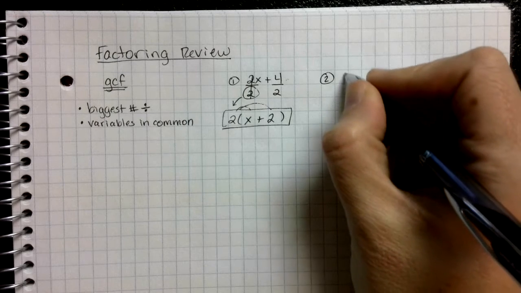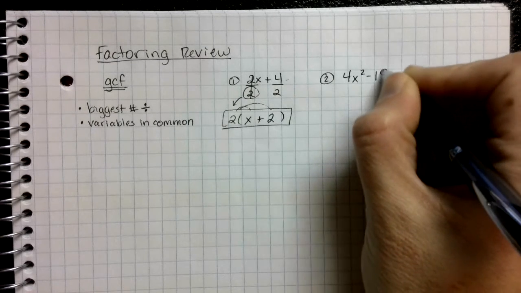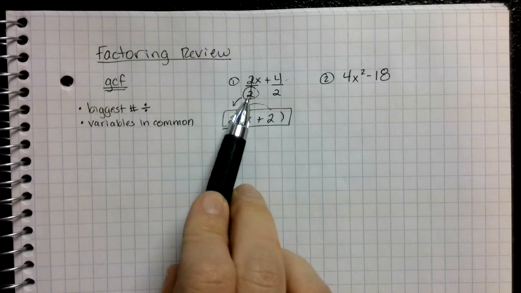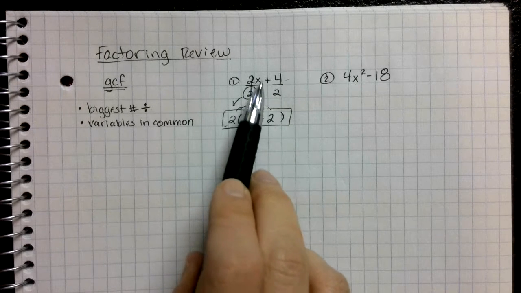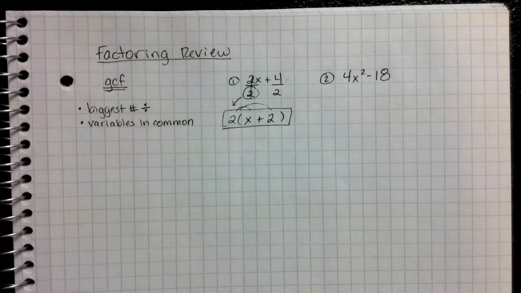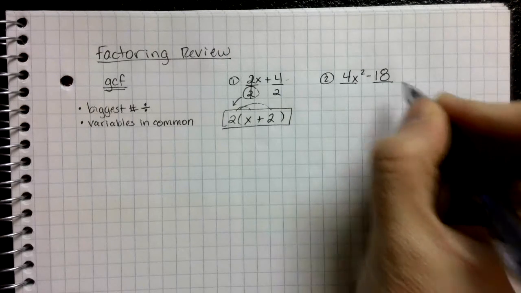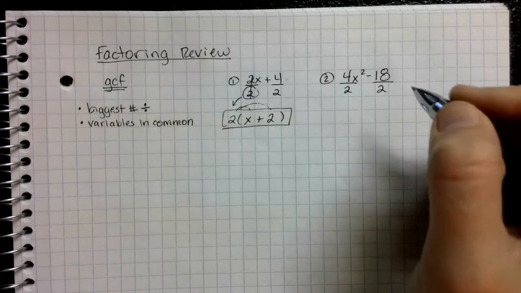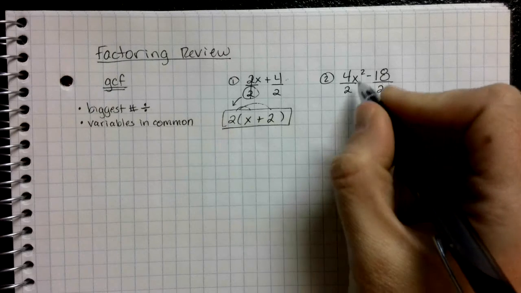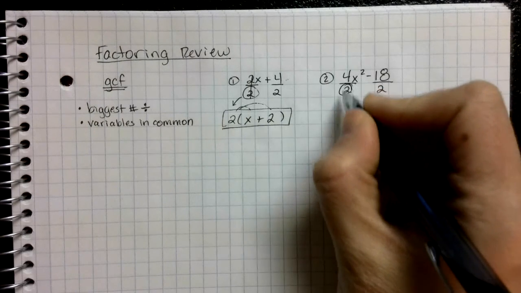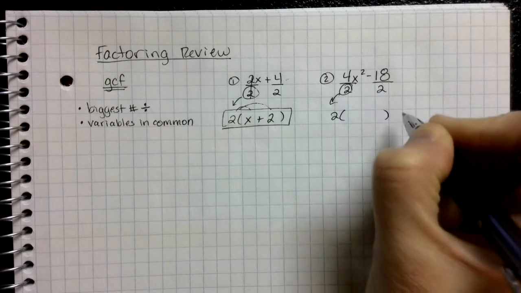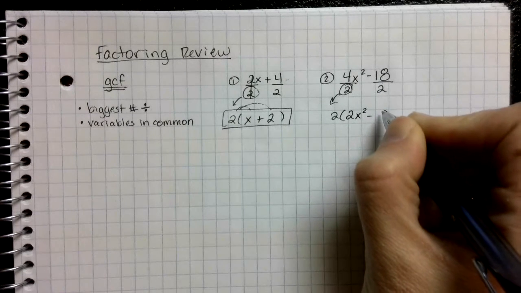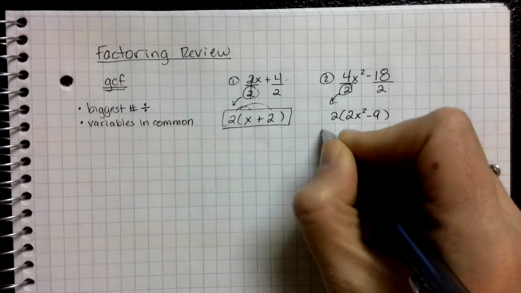So a slightly more complicated problem, 4x squared minus 18. One thing, I don't want you to get into the habit of thinking the first number is your GCF because that's not always the case. So here I cannot divide both numbers by 4, but I can divide them both by 2. So again, no variables in common, so it's just this 2 that's going to be on the outside. So 4 divided by 2 is 2. Keep my x squared. 18 divided by 2 is 9.